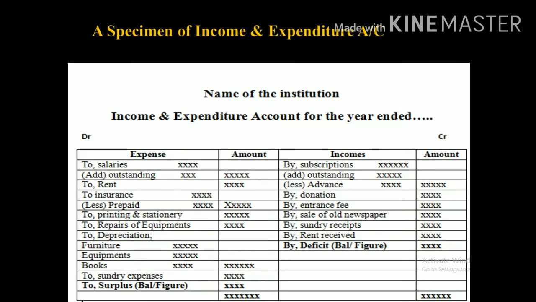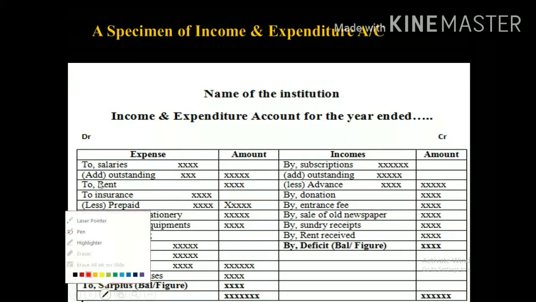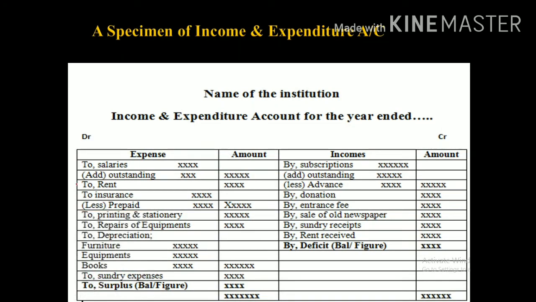So let's put everything into practice. First, an income and expenditure account is a revenue account. Debit all expenses and credit all incomes. So the debit side of income and expenditure shows all expenses and the credit side shows all incomes. Debit starts with expenses and credit starts with incomes.